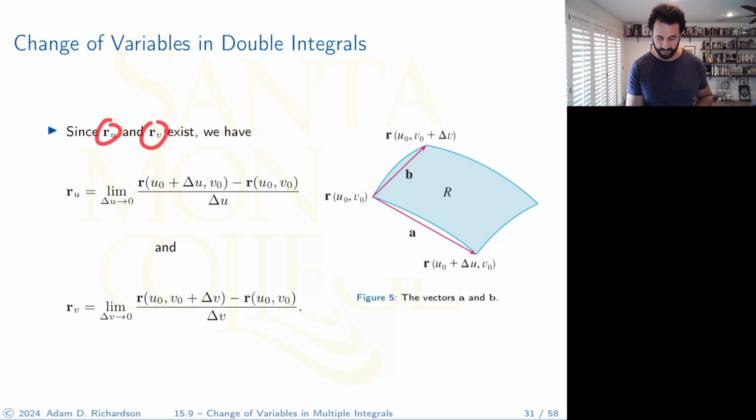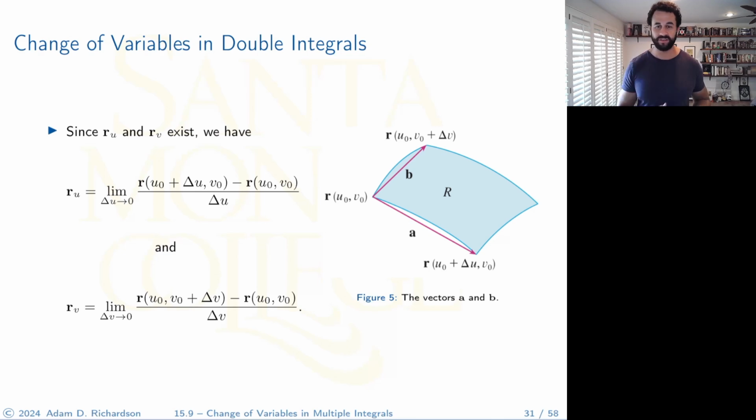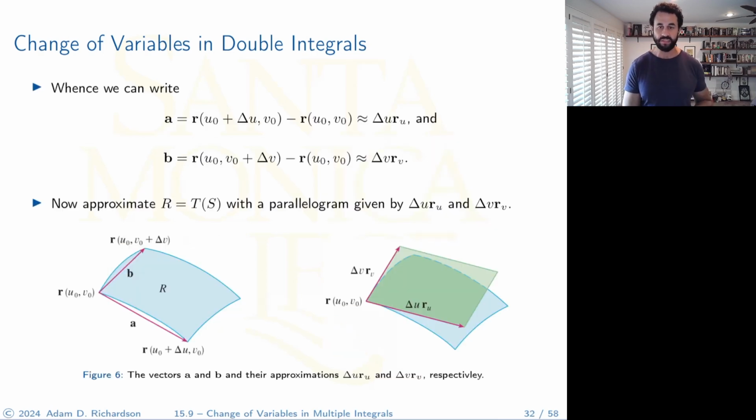Since we know that these two partial derivatives exist, we can write them in terms of the limit definition of the derivative, right? Good old partial derivatives back in section 14.3, I think. We know that these limits exist because these derivatives exist. And because of that, we can approximate these vectors using delta u times r_u and delta v times r_v. So this displacement vector A is approximately the same as delta u times r_u.